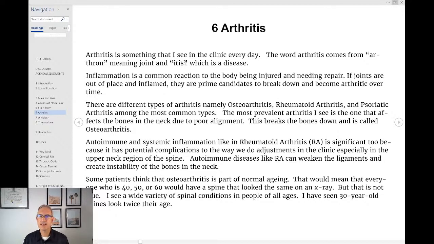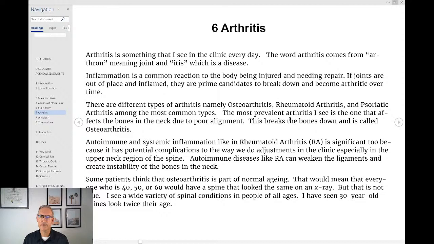Arthritis is something that I see in the clinic every day. The word arthritis comes from the word arthron, meaning joint, and itis, which is a disease or a swelling of a structure. So arthron meaning joint and itis meaning swelling. Inflammation is a common reaction to the body's being injured and needing repair. If joints are out of place and inflamed, they are prime candidates to break down and become arthritic over time. There are different types of arthritis, namely osteoarthritis, rheumatoid arthritis, and psoriatic arthritis among the most common types.